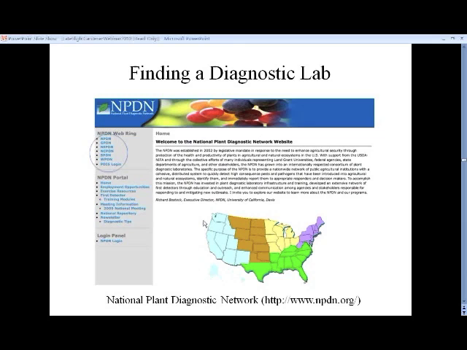So where can you find a diagnostic lab? You can go on the internet for the National Plant Diagnostic Network and go to the different areas, so different regions, or you can click on the map here for the different regions of the U.S., depending on where you're located, and find a diagnostic laboratory.